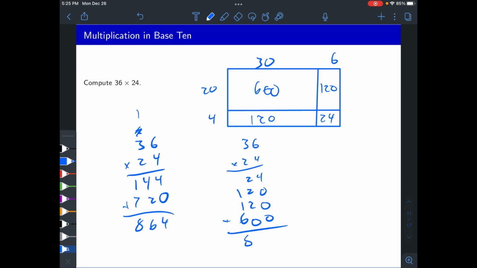Add all this up, and then you again get 864, which would be the same thing if you were to do this method and then just add 600. That's literally what's going on in this computation.